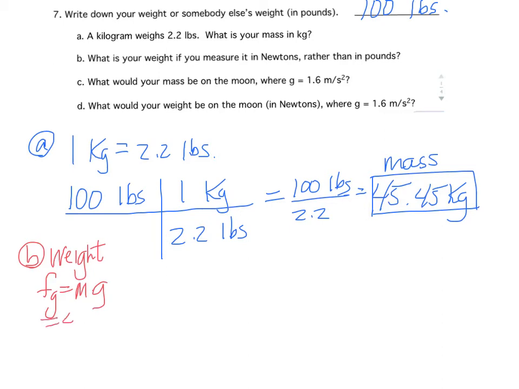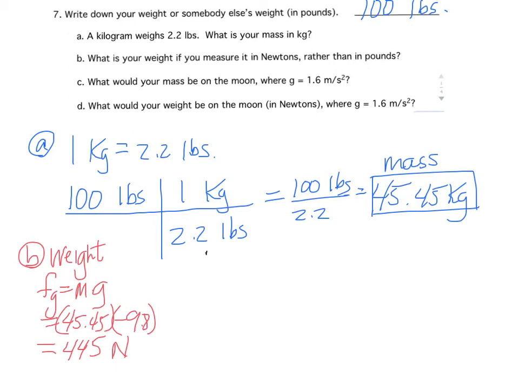So I'm going to go ahead and take 45.45 times gravity here on Earth, negative 9.8 meters per second squared. And I'm going to just leave this as an absolute value and say that my weight in newtons, if I am 100 pounds here on the planet Earth, is 445 newtons.